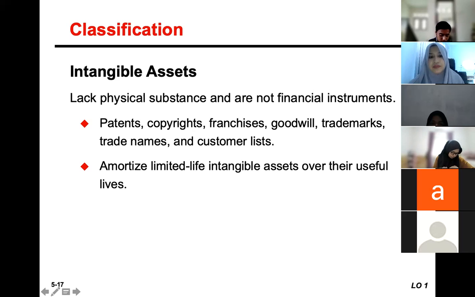Okay, the rule for intangible assets: we amortize limited life intangible assets over their useful life. Normally the patent is a limited life intangible asset, because when the company registers the patent with the government institution which handles the registration of patents, it will be applicable, for example, for 10 years, or for certain years. So that would be the useful life of such intangible asset.